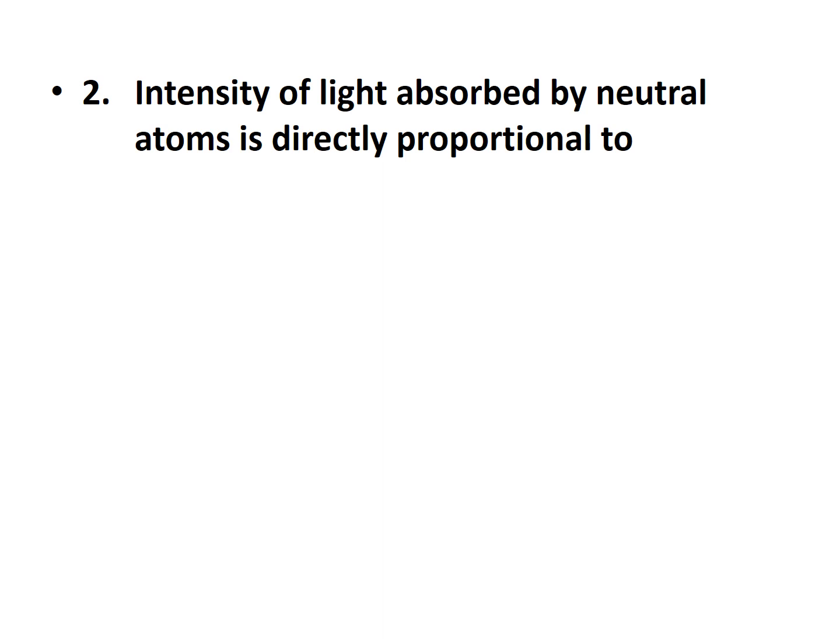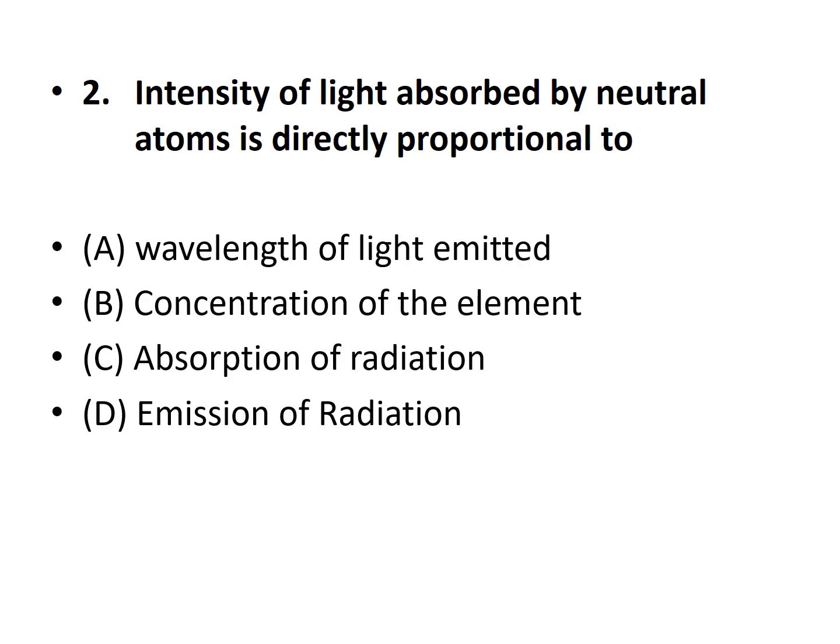So here is the next MCQ. The intensity of light absorbed by neutral atoms is directly proportional to. So how much light will be absorbed by the atoms? That is directly proportional to. Here are the options. A is the wavelength of light emitted. B is the concentration of the element. C is the absorption of radiation. And D is the emission of radiation.